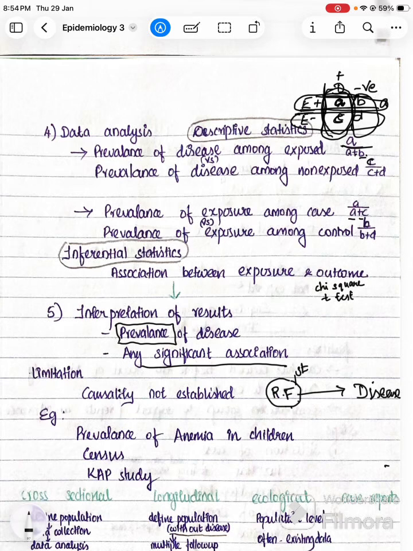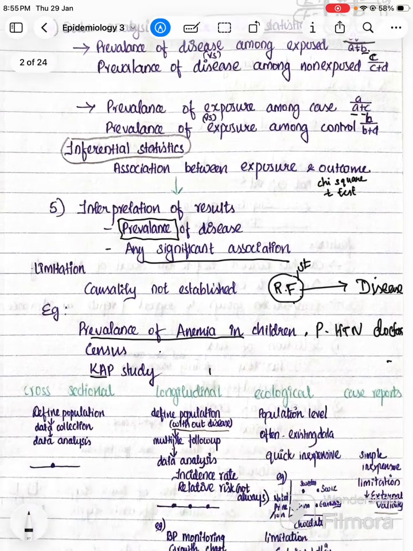Examples of prevalence studies: prevalence of anemia in children. Census, one time we are going to collect the data. Knowledge, attitude, practice study, prevalence of hypertension among doctors. So we will be checking the blood pressure and other related details at one time. We are not going to do follow-up.